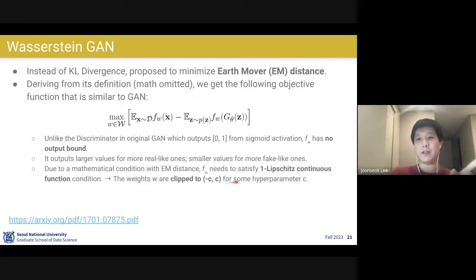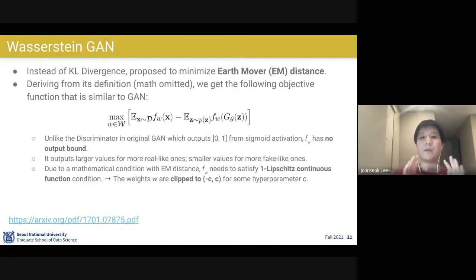So in the previous slides, I summarized that this f_w, what they call the critic, now gives any arbitrary real number and tries to make it as large as possible for the real images, and as small as possible for the fake images. That's the role of the critic. It's the same as the discriminator in the original GAN, just the range is extended to -infinity to +infinity.